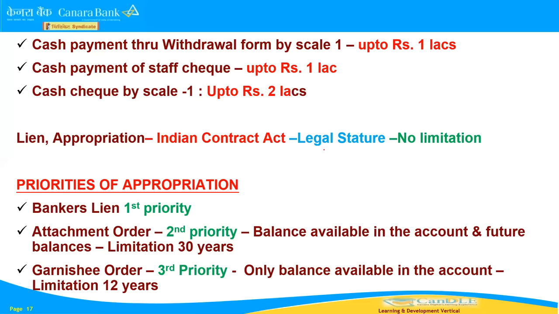But when the court is asking, you cannot give future balance. You can only give the balance available in the account. That's all. The attachment order limitation is 30 years and the garnishee order limitation is 12 years.